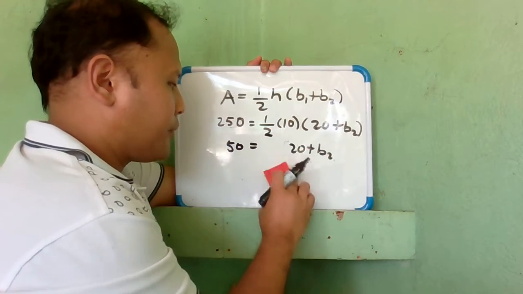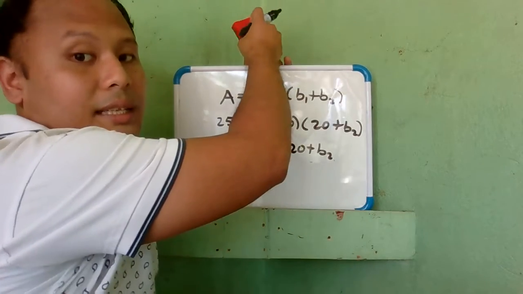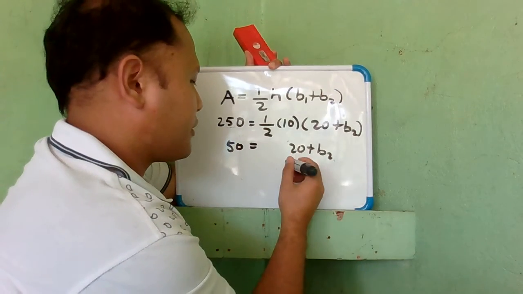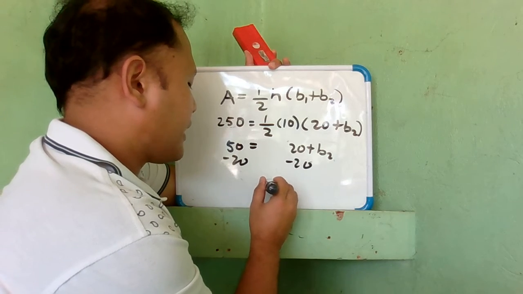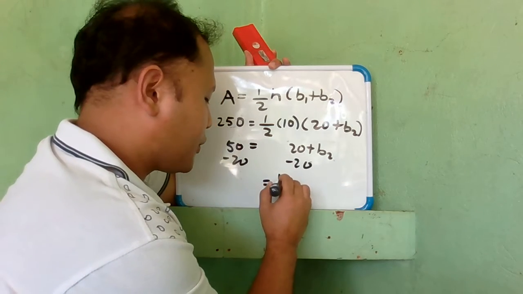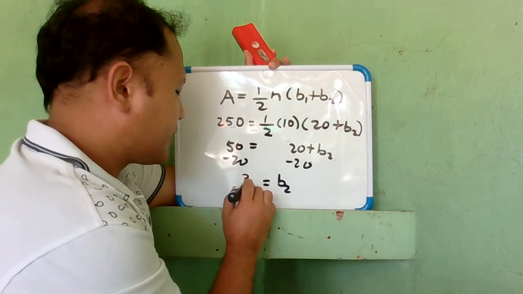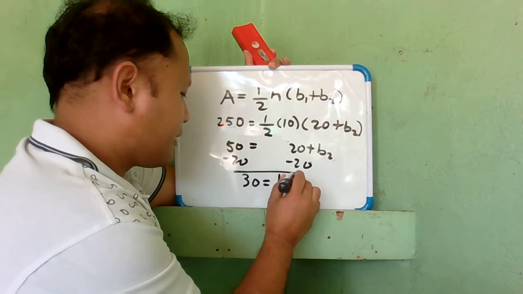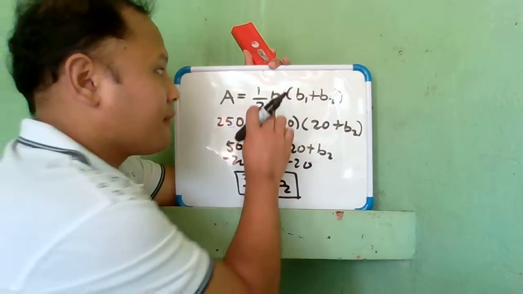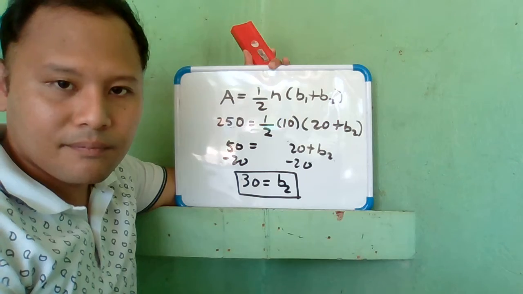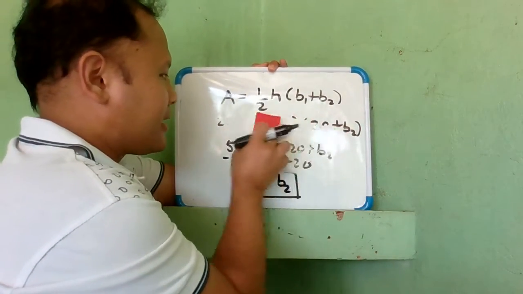To solve b sub 2, let us apply the subtraction property of equality. So minus 20, minus 20. So what is left in the right hand side? That is b sub 2. And 50 minus 20, that is 30. So again, we're able to solve the value of b sub 2. How about if the height is missing? Very easy. Again, let us erase this one.